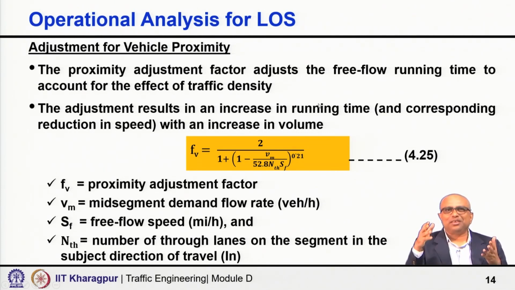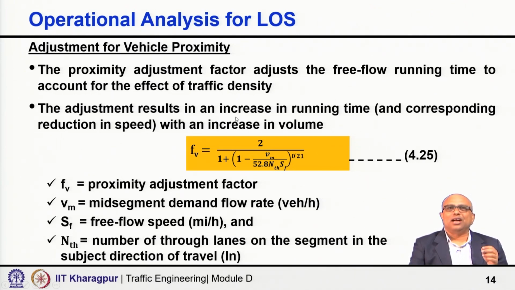If the volume is there, obviously volume increases, so density will also increase under stable flow conditions. Even otherwise, as the demand increases, the density will increase. So, now we are taking care of the density, modifying the free flow running time to account for the effect of traffic density, because so far we have not considered the volume effect.